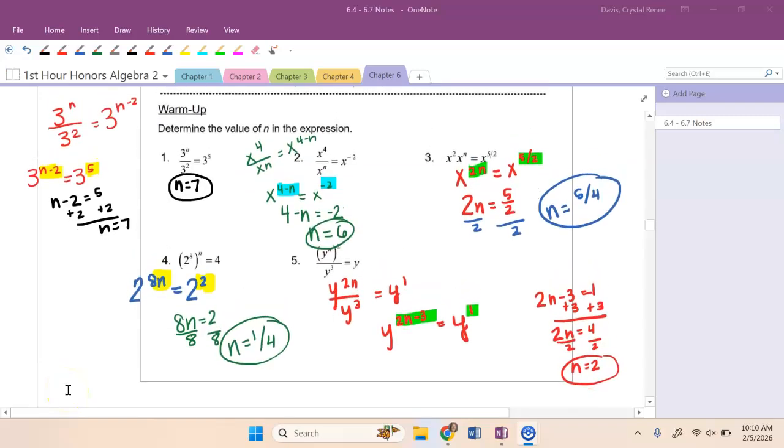Alright, so here are the answers to these now. I attacked mine more algebraically. A lot of you probably did this logically, which is perfectly fine. But you should have been able to reason through these, especially if you had a partner to think out loud and to bounce ideas off of.